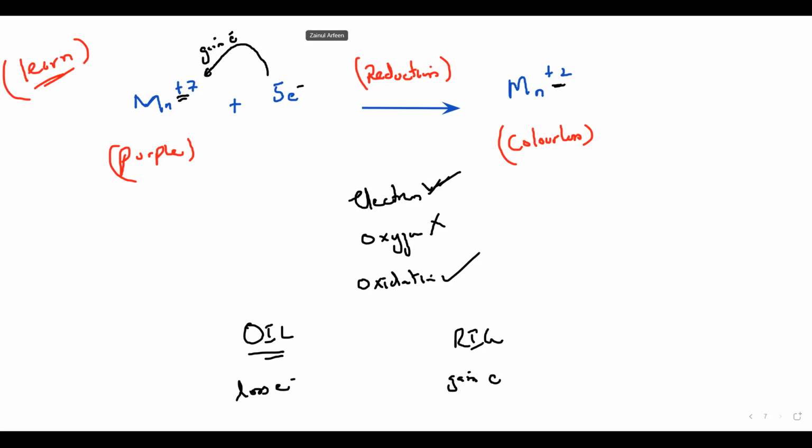Another one which you have to learn is chromate, Cr plus 6. If it gains electron, it turns into Cr plus 3.